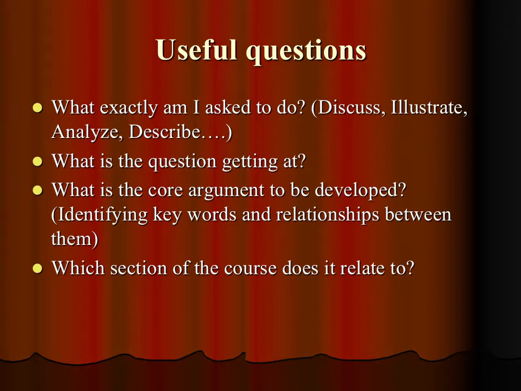Now, the next question is, what is the question getting at? Or what is the core argument to be developed for a topic? The core argument means the main theme, the main discussion for a topic, just like identifying keywords and relationships between them. Then the next step is, which section of the course does it relate to? For instance, a chapter or a particular section or anything else, notes or the recommended texts.